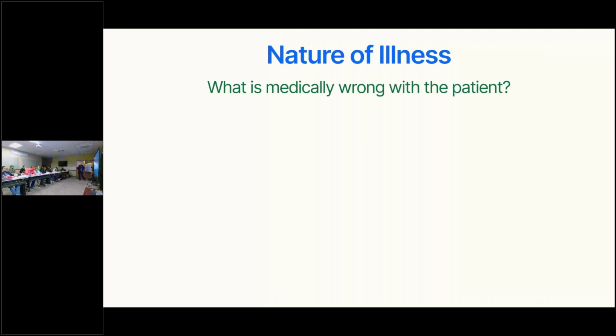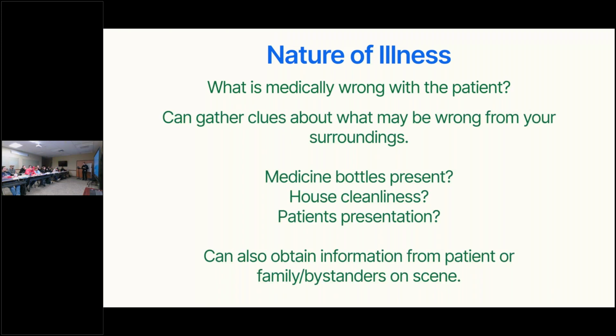So next is the medical side of things. We want to figure out our nature of illness. So what is medically wrong with the patient, right? We can gather clues about what might be wrong from our surroundings. So let's say we walk into a patient's house. What might we observe that could give us clues into their nature of illness? Medications. What about the cleanliness of their house? Could that be a sign? Possibly, yeah.